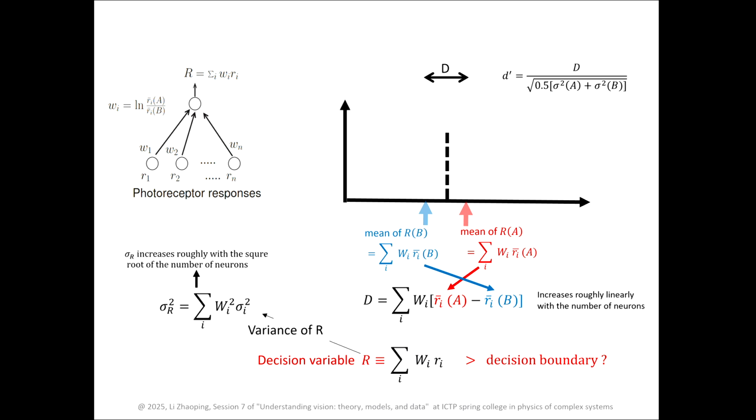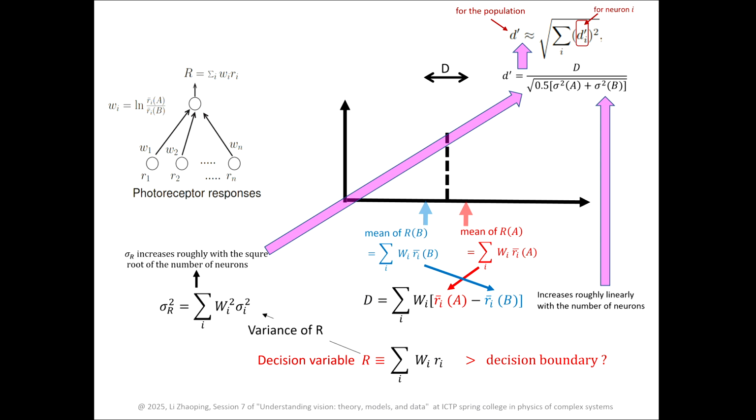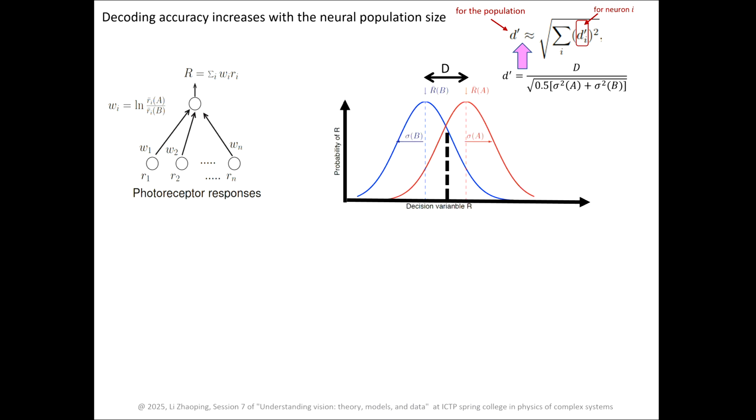And this means the standard deviation of this capital R grows only sublinearly, roughly with the square root of the number of neurons. And plugging these in here, this means that d prime of the whole population increases with the neural population size, growing roughly sublinearly with the number of neurons. Approximately, this is how the d prime of the whole population relates to the d prime from the individual neurons, I. This means that the maximum likelihood decoding accuracy should increase with the size of the neural population.